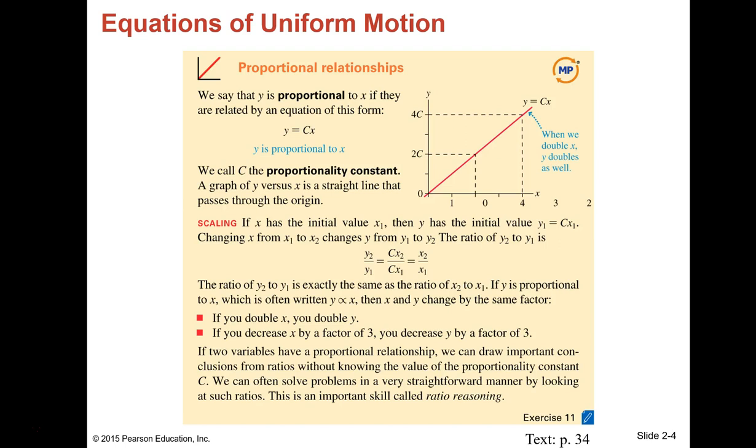Again, if we look at the equations, our velocity is change in position over change in time. We say that y is proportional to x. They're related through this equation, assuming the graph goes through the zero point. If you double x, you double y. If you decrease one, you decrease the other by the same factor. This is the idea of ratios, assuming it's proportional.